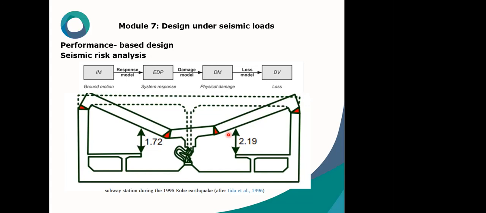Here you can see the procedure of the seismic risk analysis and performance-based analysis. We start with ground motion. We apply the ground motion to the model, and the response parameters, the engineering demand parameters or EDPs, should be chosen, and the responses are captured after the excitation, after generating the seismic and earthquake motions.